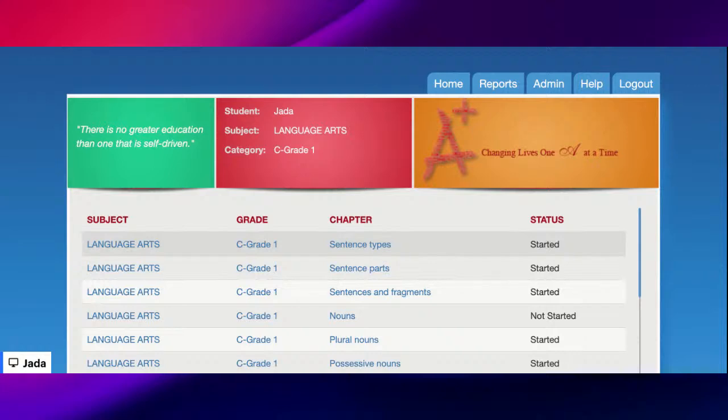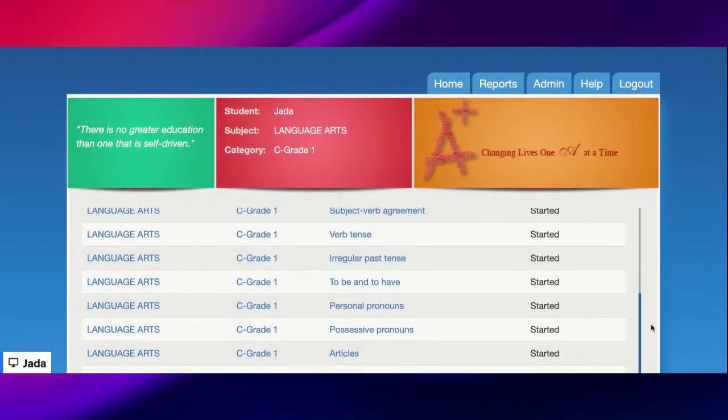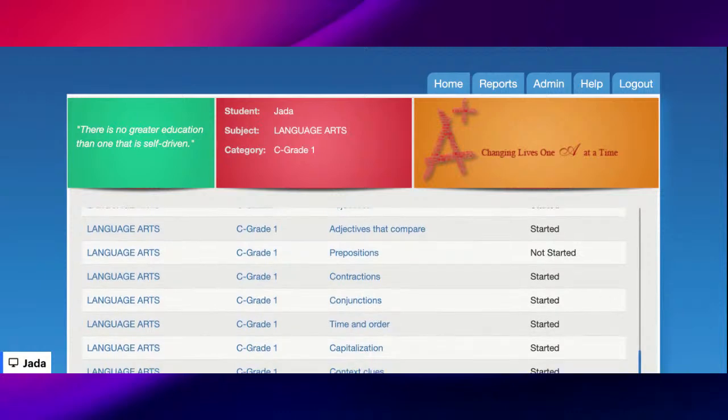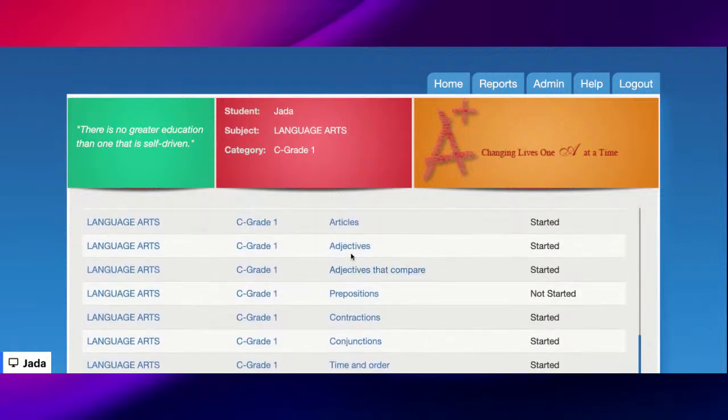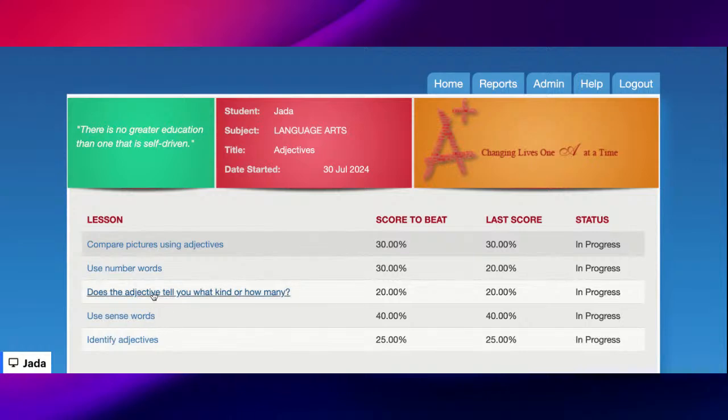Go to adjectives. So adjectives here. So we'll do the first two lessons from adjectives. That's what we will complete today. And then the next time you'll finish the remaining three lessons. So for today we'll do the first two. And feel free to always ask any questions. In case you have any question, just ask me.